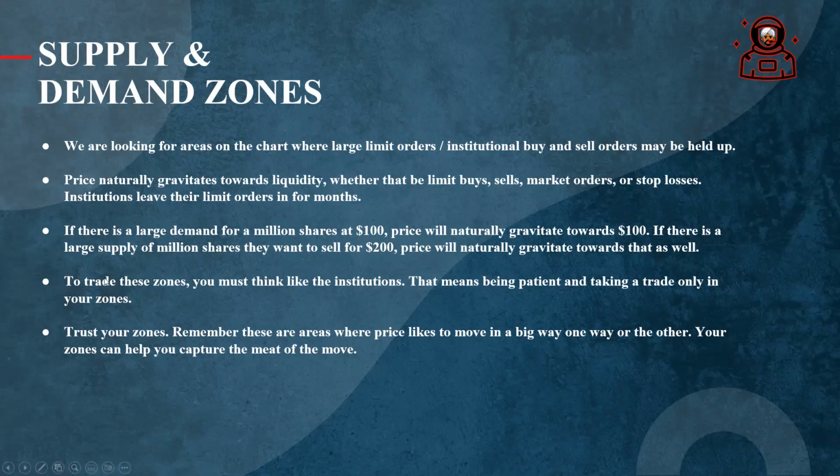So to trade these zones, you have to think like the institutions. You have to be patient and only take the trades when they come into your zone. When the price comes into your zone, it's going to present you with the best risk to reward. And that's our job as traders. Money is secondary. Number one is managing risk, right? We want to keep our risk really small.